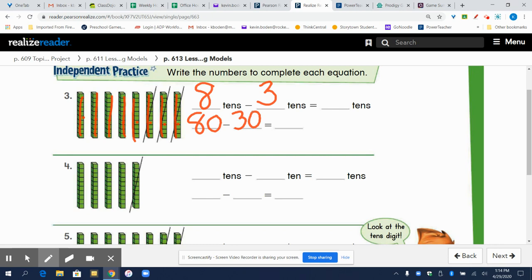Right on, you guys. Well done. There are 5 10s left. 5 10s is the same as 10, 20, 30, 40, 50. Rocking it today. All right.